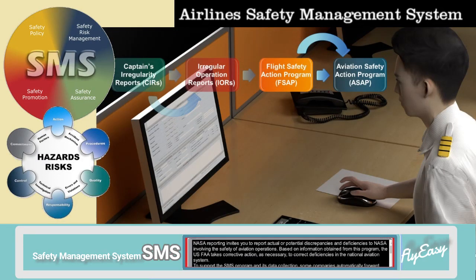NASA reporting invites you to report actual or potential discrepancies and deficiencies to NASA involving the safety of aviation operations. Based on information obtained from this program, the U.S. FAA takes corrective action as necessary to correct deficiencies in the national aviation system. To support the SMS program and its data collection, some companies automatically forward ASAP-FSAP reports directly into the NASA system.